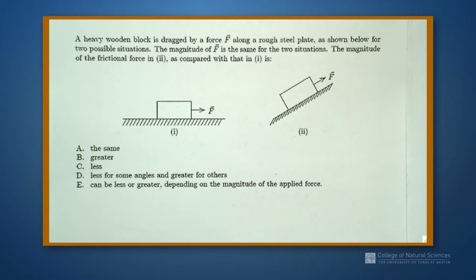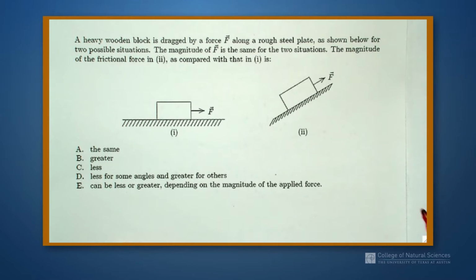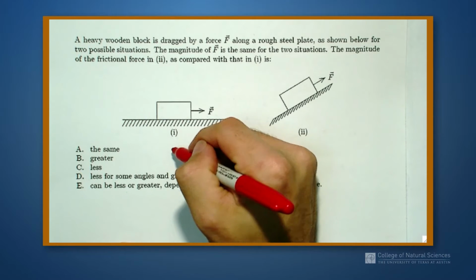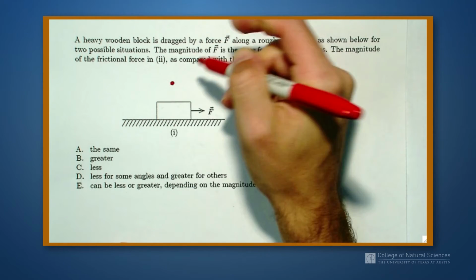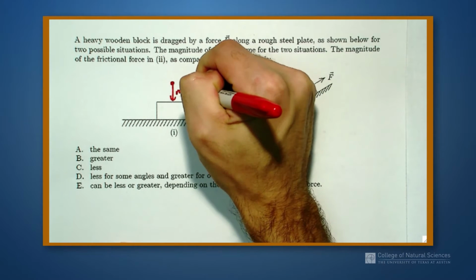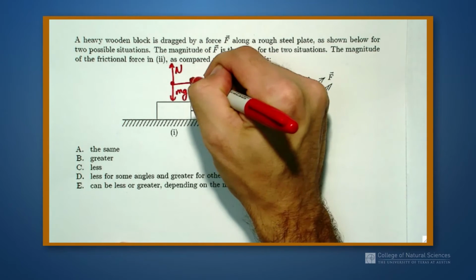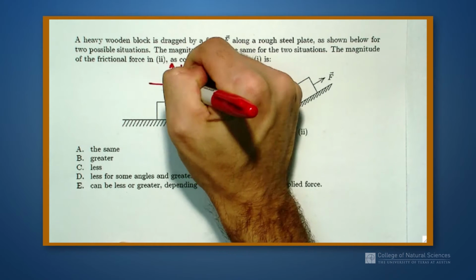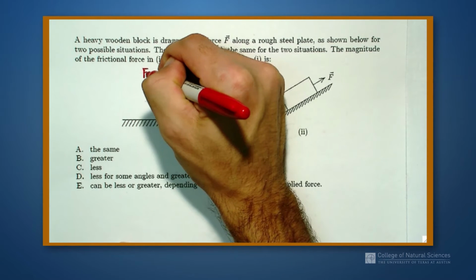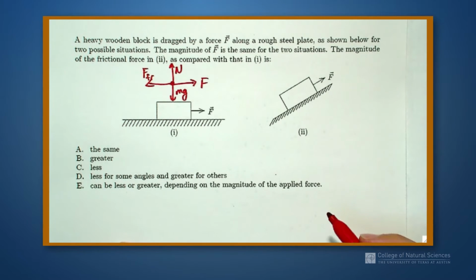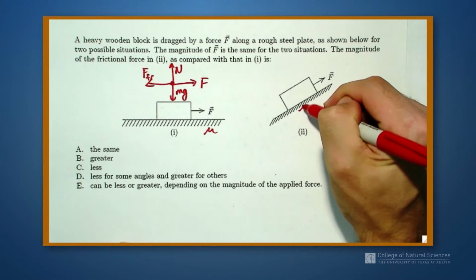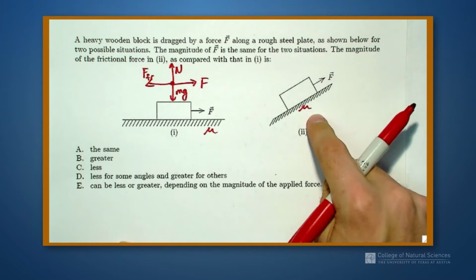All right, so what are we trying to do? Well, when I look at this problem, the first thing I want to do, if I'm dealing with friction forces, is start drawing a free body diagram. So I'm going to draw a free body diagram for this block. It has a weight force down. It has a normal force up. It has an applied force over. And it has a friction force in the backwards direction. Assume both of these have coefficients of friction of mu.